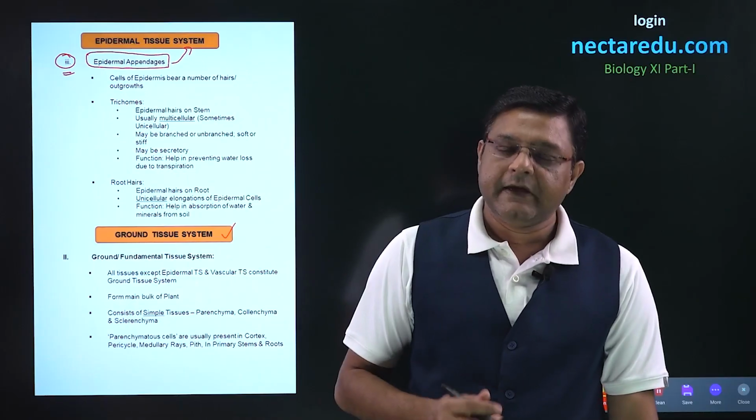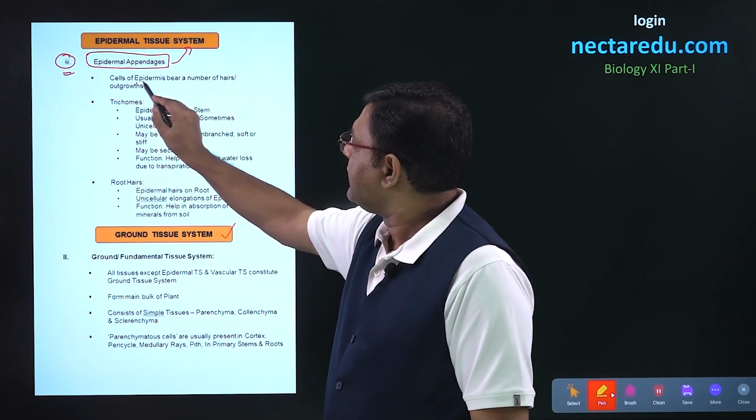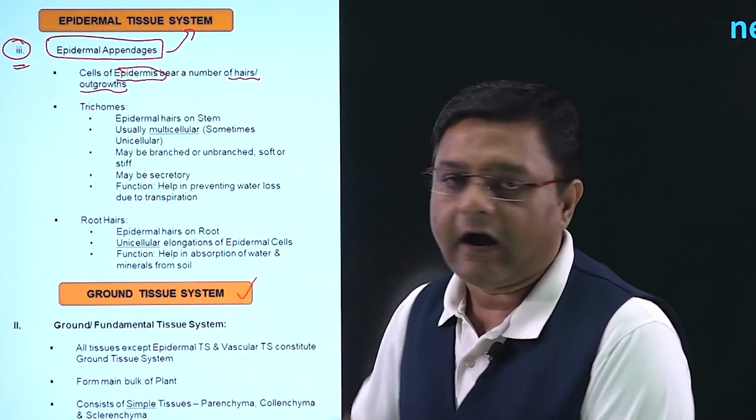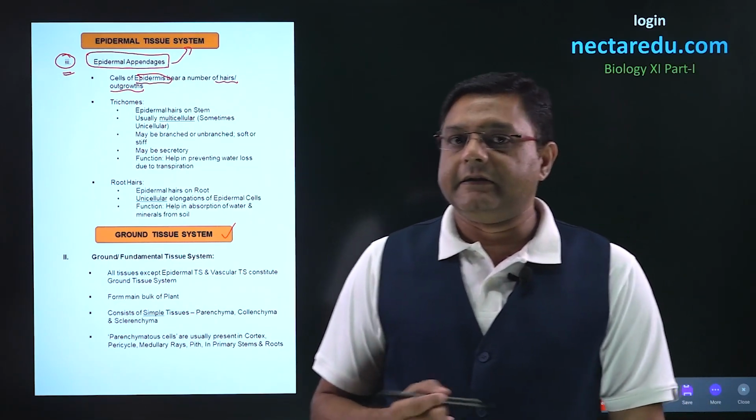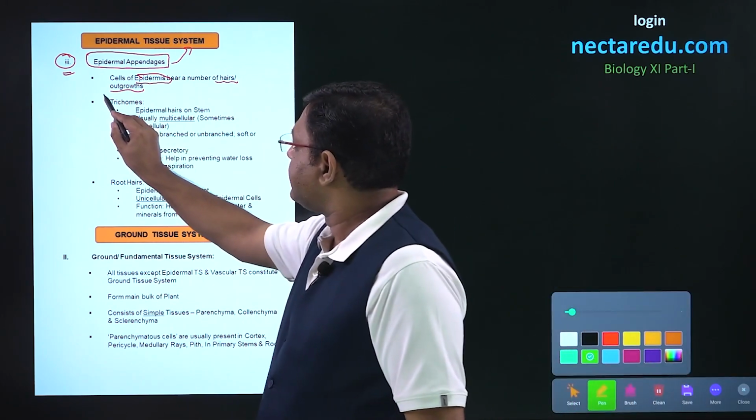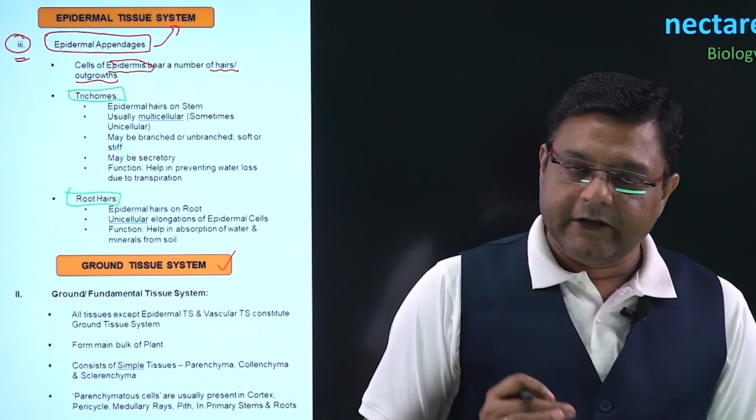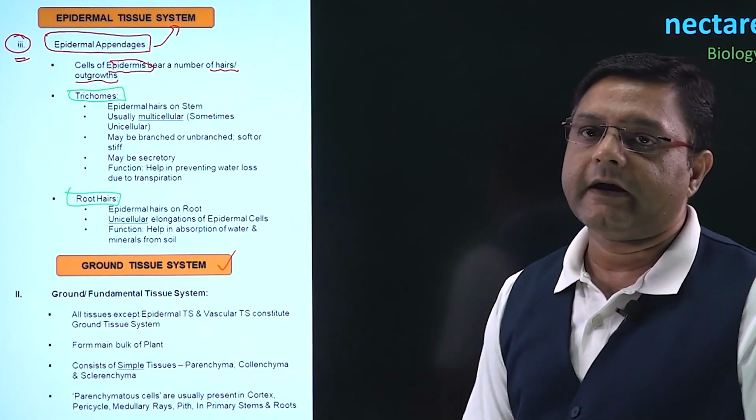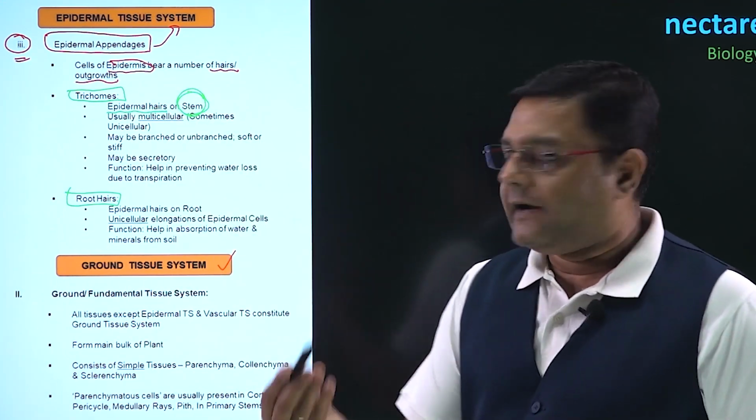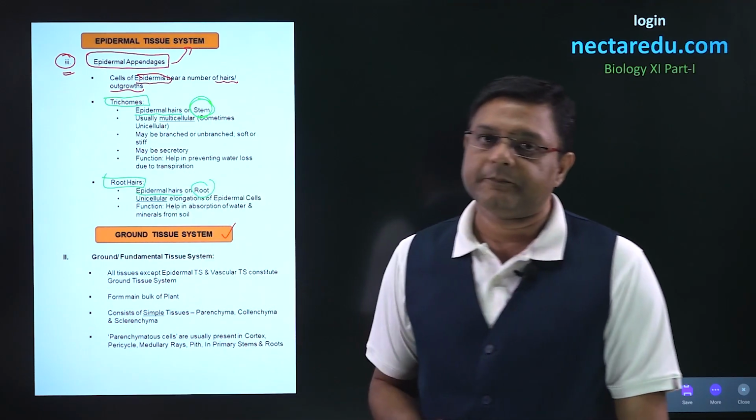epidermal appendages. Epidermal appendages are the appendages which are present on the epidermis, and these can be in the form of hairs or outgrowths. Epidermal appendages are of two types. The first type of epidermal appendage is called trichomes, and the second type is called root hairs. The difference between trichomes and root hairs is that trichomes are the epidermal hairs on the stem, and as the name says, epidermal hairs on roots are called root hairs.